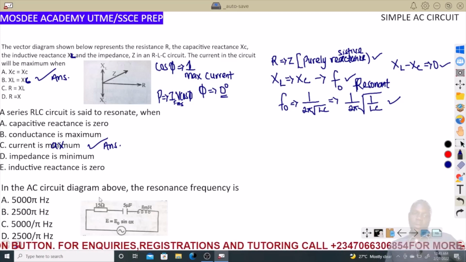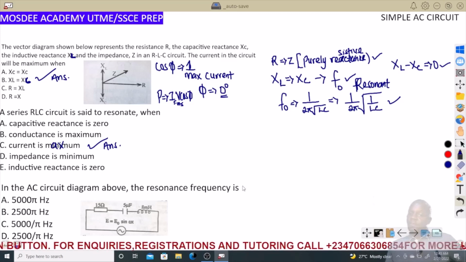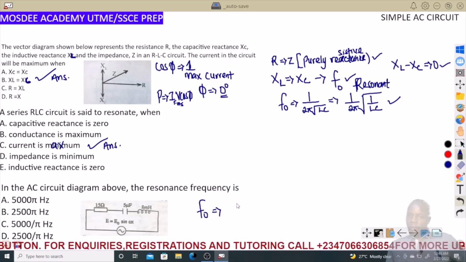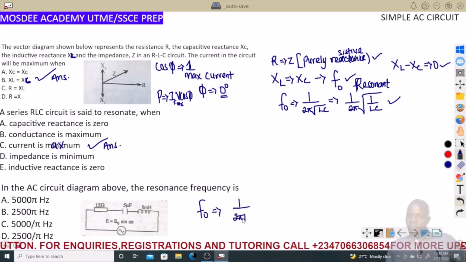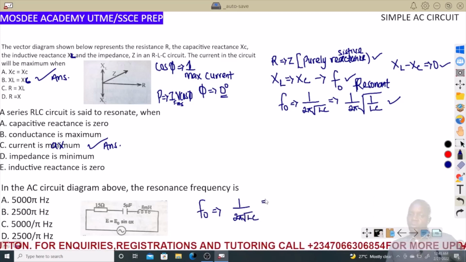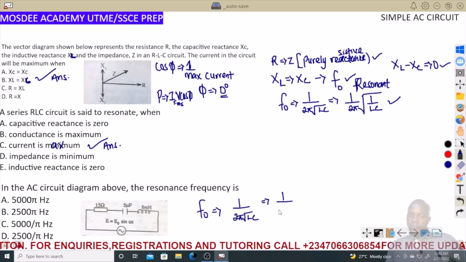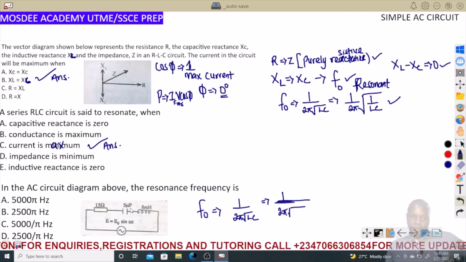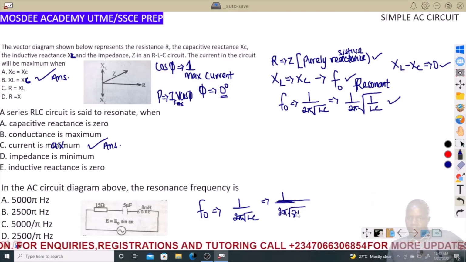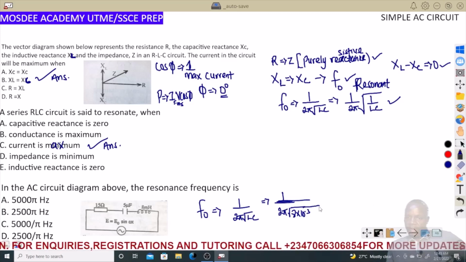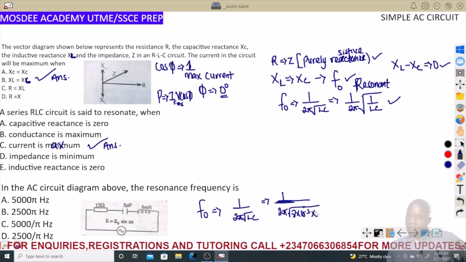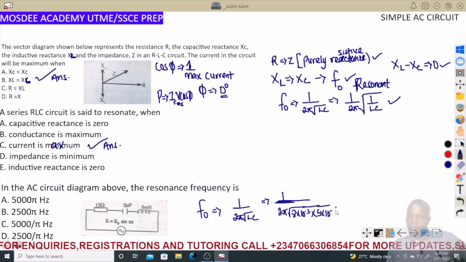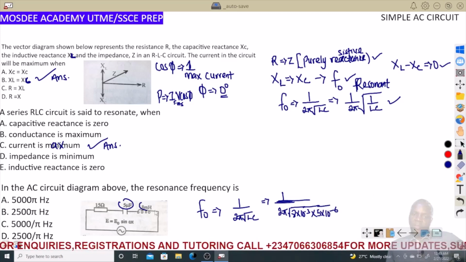The next question. Now, in an AC circuit diagram above, the resonant frequency is that. We just talked about that. At resonance, f naught, the formula is 1 over 2 pi root LC. If you want to use another one, just substitute: 1 over 2 pi, root of L here is 8 times 10 to the power minus 3, and C here is 5 times 10 to the power minus 6. I have only converted the values here. And that is what I need.